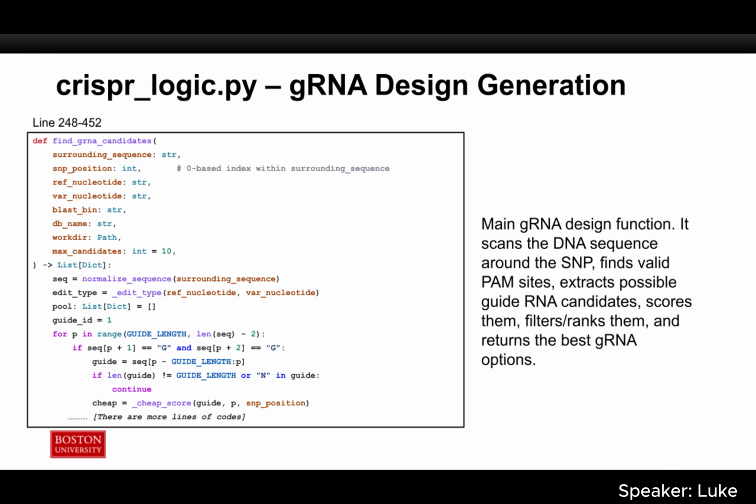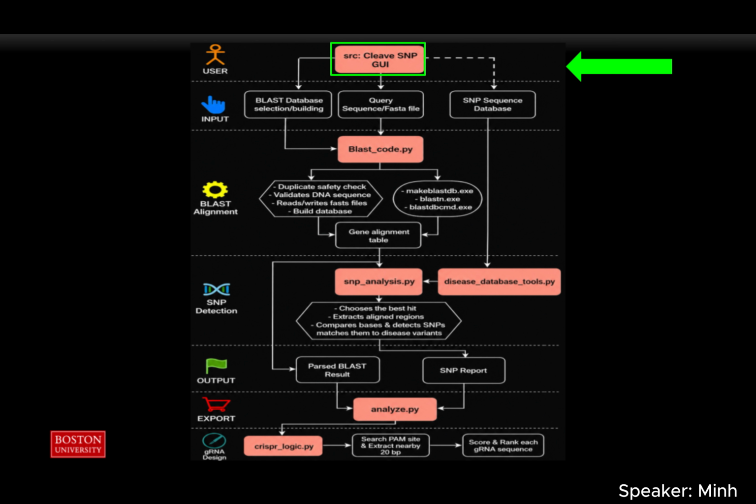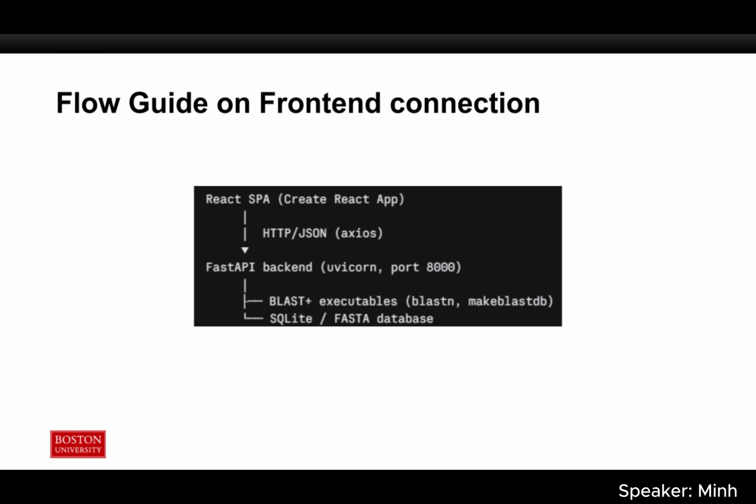The main function, find gRNA candidates, brings everything together. It scans both DNA strands for NGG PAM sites, extracts 20 base guide RNA candidates, scores them, and returns the top-ranked results. The front end is the React single-page application. Every user action that needs computation, such as sequence alignment, gRNA design, binding site lookup, will fire an HTTP request to a FastAPI backend, and the backend calls the BLAST executable and sends structured JSON back.